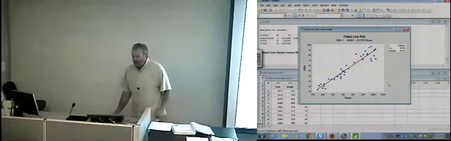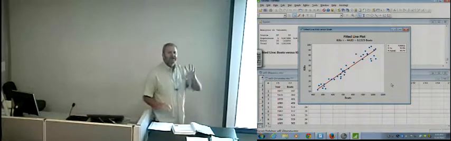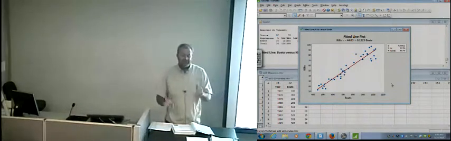Okay? Now, here's what I want to do. I screamed at you about that one. 90.9% of the variation in manatees killed is explained by the linear relationship. Good.